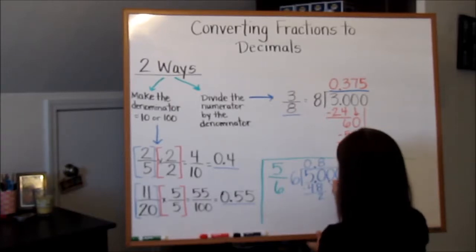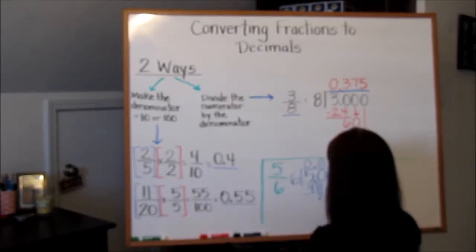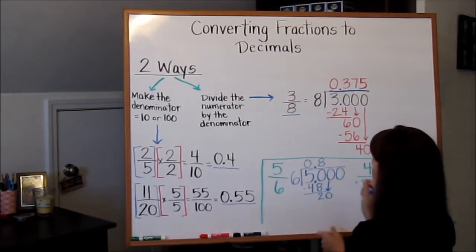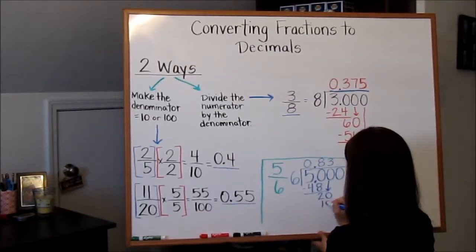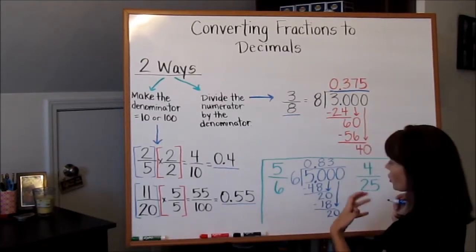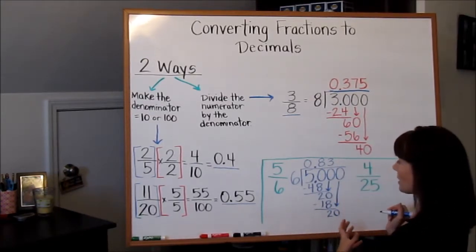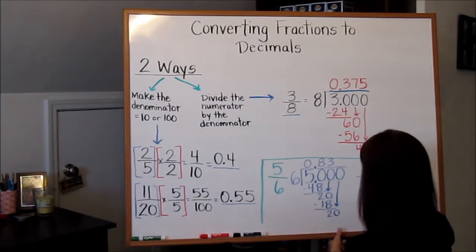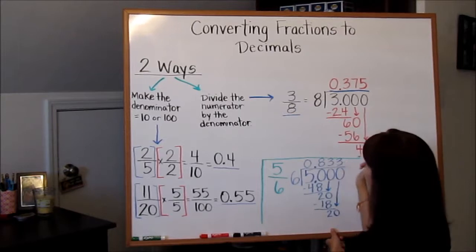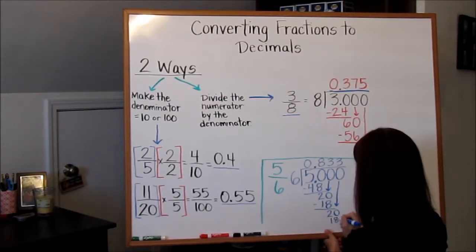So I'll bring down another 0. And I know that 6 goes into 20 3 times without going over. 3 times 6 is 18. And I'm going to subtract that. Oh, and I have another 20 here. Okay? So what I assume is going to happen is I'm going to have a repeating decimal. So I'm going to put 6 into 20 one more time, which is going to be 3 again. 3 times 6 is 18. Subtract. It's going to give me 2 again.